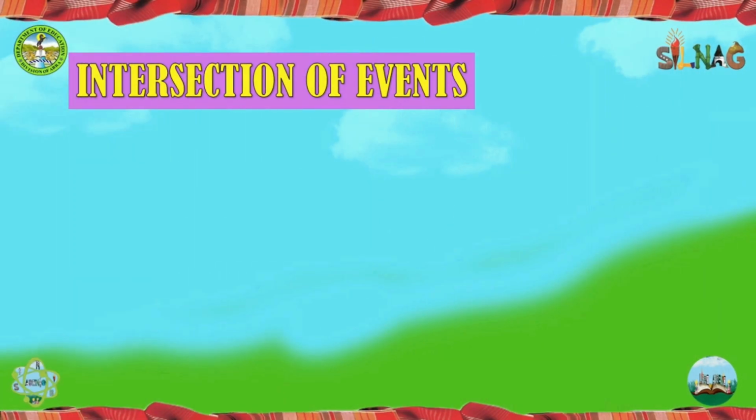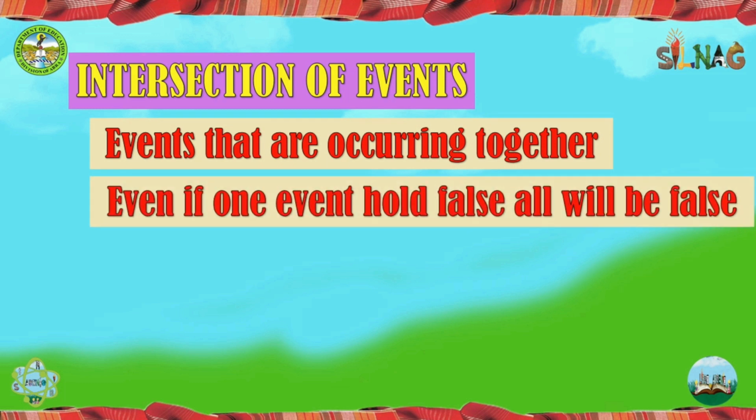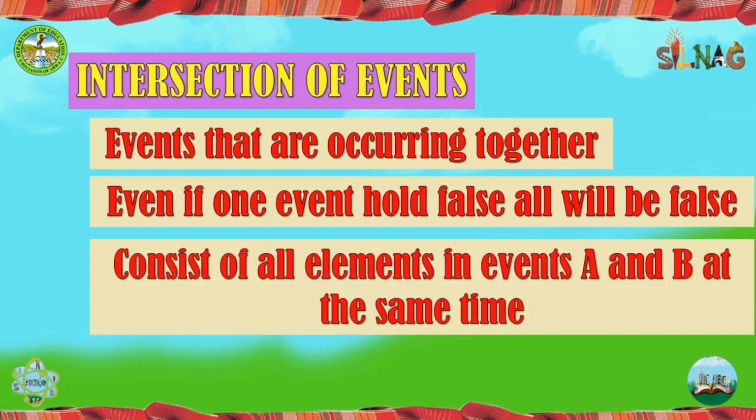While the events that are occurring together is intersection of events. Even if one event holds false, all will be false. It consists of all elements in events A and B at the same time. It is written as A and B, or A intersection B.